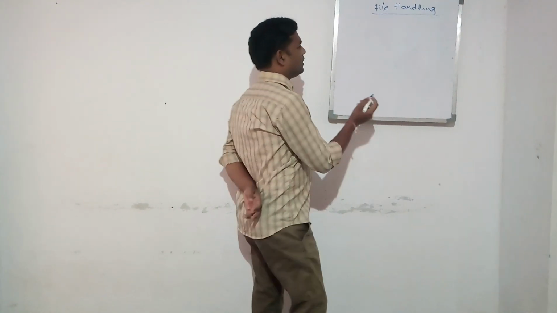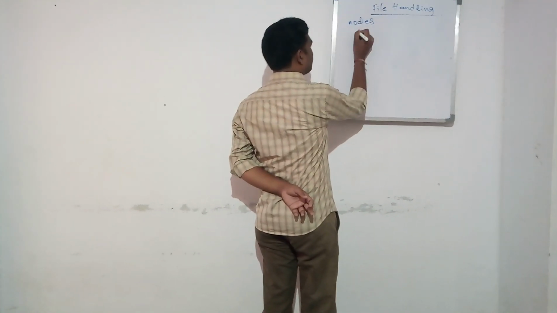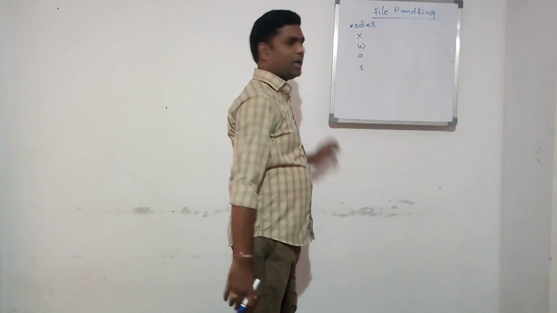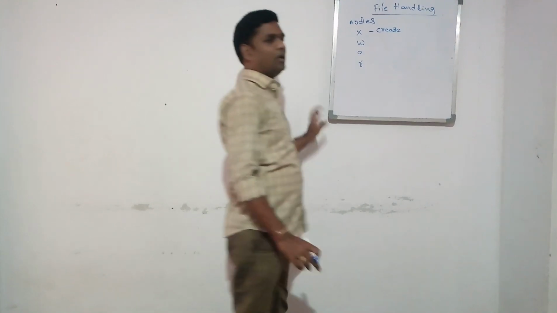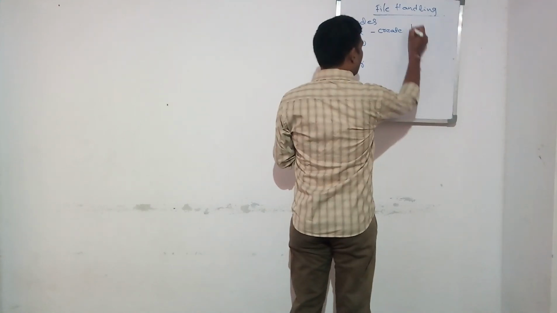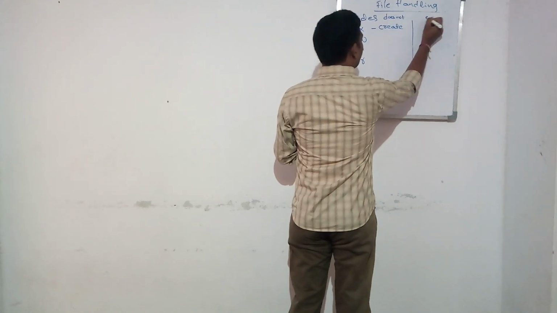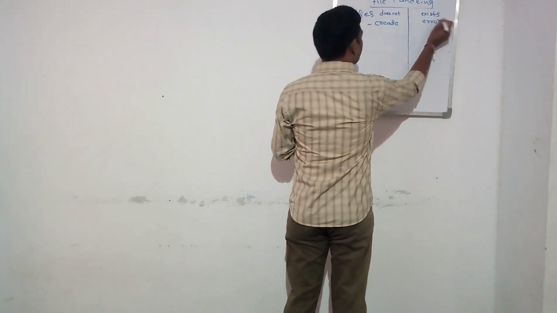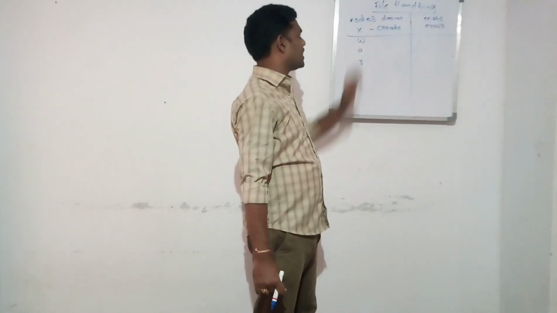In file handling in Python we have 4 different modes. The 4 modes are X mode, W mode, A mode and R mode. Here X mode is useful to create a file. Whenever we want to create a new file, X mode will create it if the file does not exist. If the file exists, it will give an error. So X mode: if the file exists, it gives an error; if the file does not exist, it creates the file.